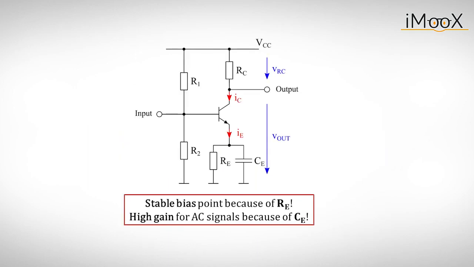If you want to get the most out of a common emitter amplifier and want the highest possible gain for your AC input signal, you can bypass the emitter resistor with a capacitor. Now, on the one hand, the emitter resistor allows a stable bias point, which will adapt to changes in temperature. The capacitor, on the other hand, allows a low emitter impedance and therefore a high gain for AC signals.